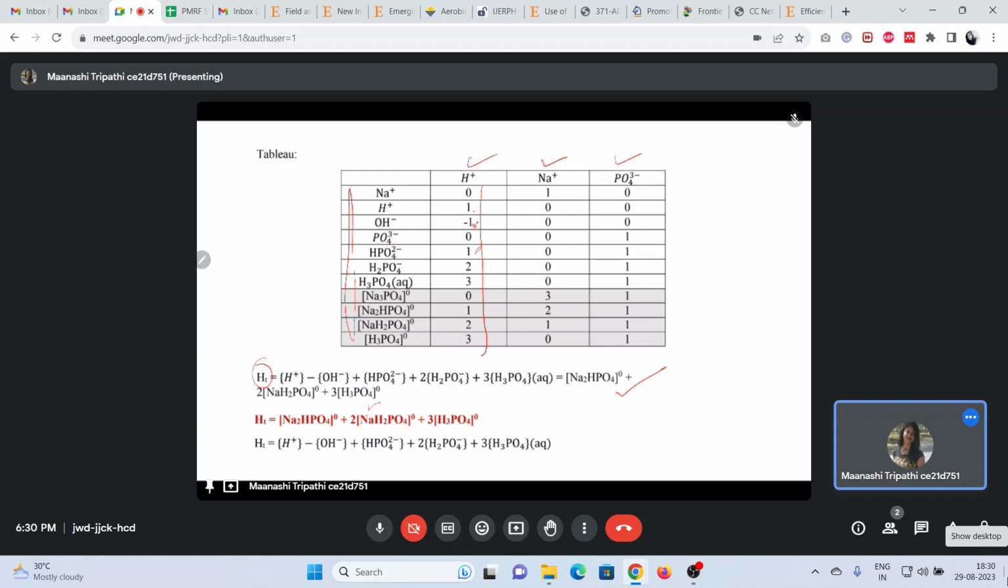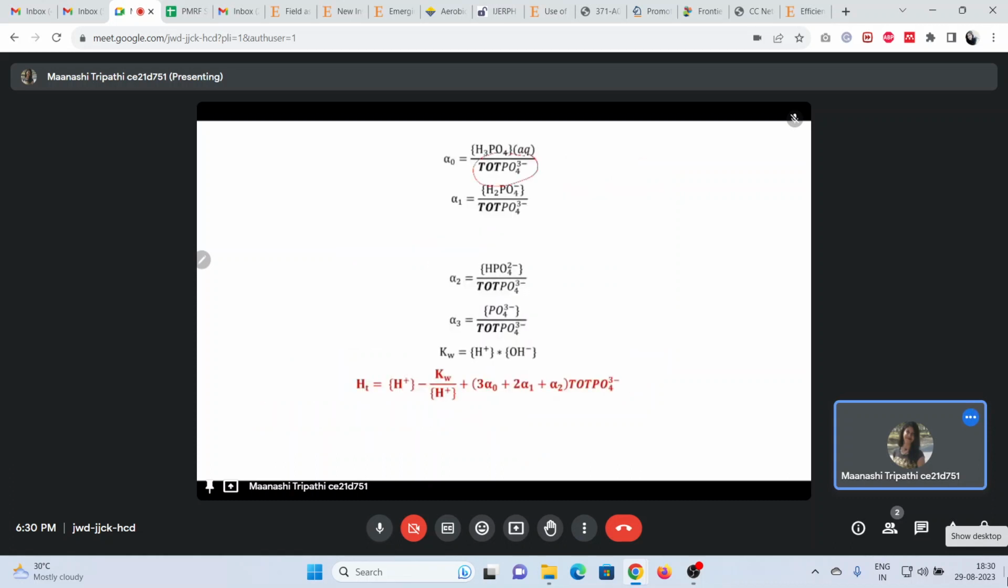Okay, just by adding all of these we will get H plus, and by cancelling we can get to this equation. Okay, so this is our equation. Now the second part is alpha 0 is equal to H3PO4 over PO4 3 negative total, alpha 1 like that, alpha 2 and alpha 3.